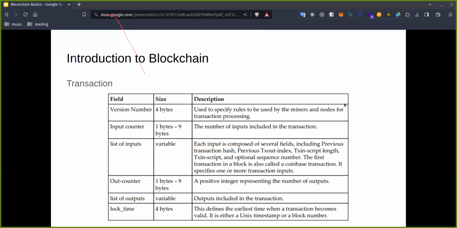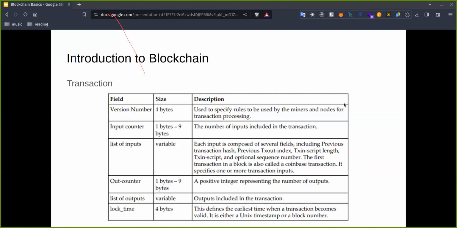So if it is non-zero and below 500 million, in the case of Bitcoin, that is taken as a block height, and it means that the transaction is not valid and is not relayed or included in the blockchain prior to the specified block height. If the chain doesn't reach the block height specified by the lock time, that particular transaction wouldn't be recorded as valid.